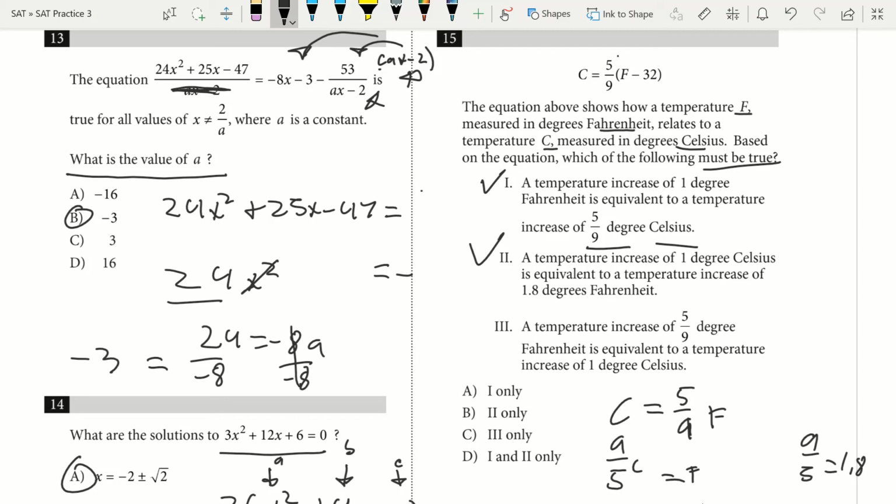If we increase our degrees Fahrenheit by 5/9, we're multiplying by a fraction. We're not going to get anything more than the 5/9 that we're putting in. So we're definitely not going to get an increase of 1 degree. So 3 is not true. So we can go ahead and put an X on that. So we need 1 and 2, which is D.